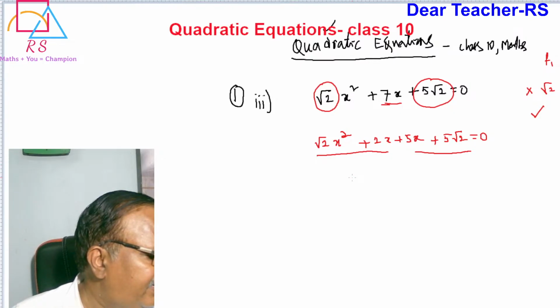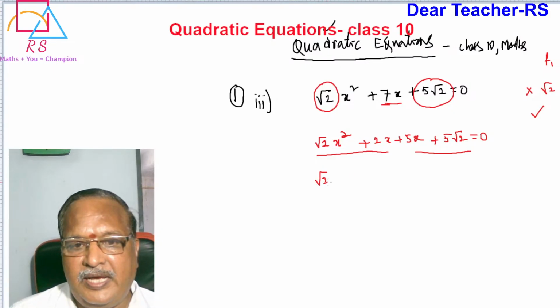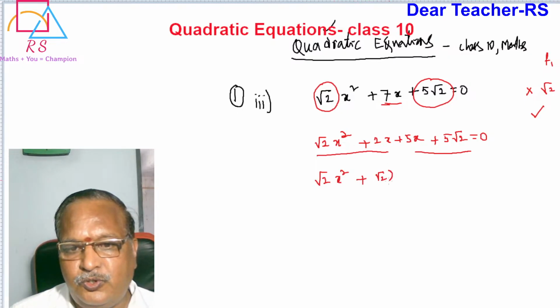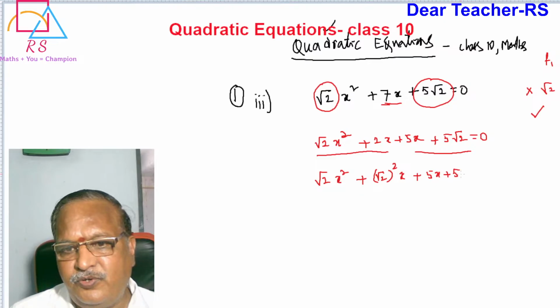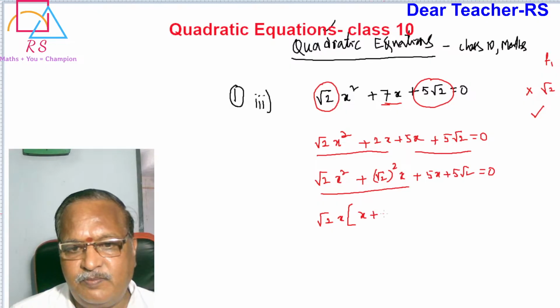Okay, Varade, doing good, very fast. So now root 2x square I will write 2 as root 2 whole square. Some people won't be understanding, so I am writing here. So 5x and 5 root 2. There is no problem. Now in the first two terms, you can take root 2x common. Then it will be x plus root 2.